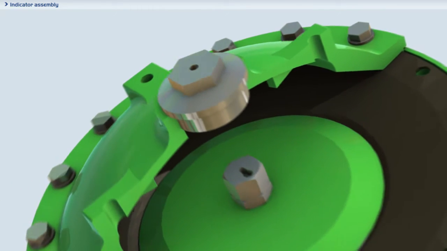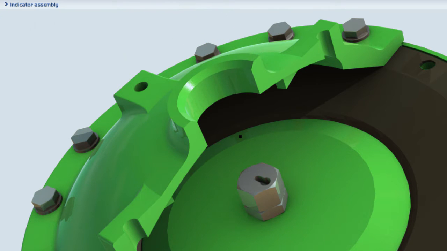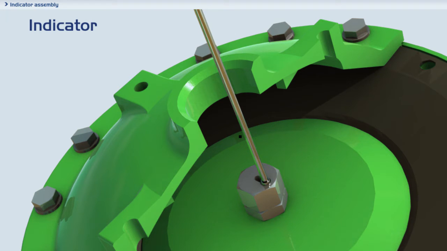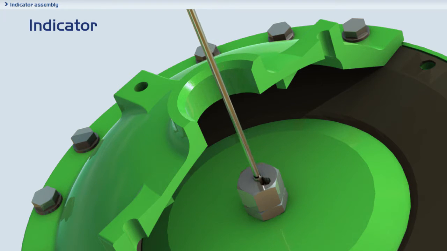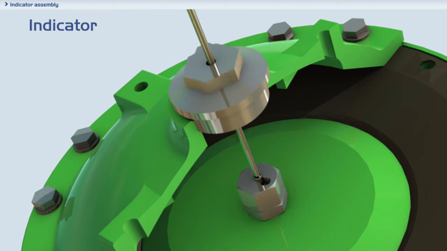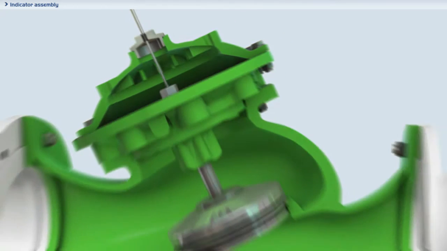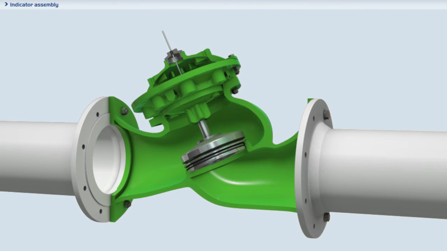The BERMAD 700 series valves have various options for valve position indication. A valve position indicator assembly can be easily added to any BERMAD 700 series valve. The position indicator provides a visual linear indication of valve position and regulation behavior.